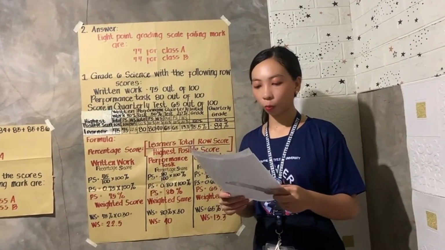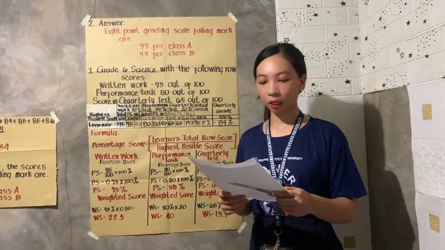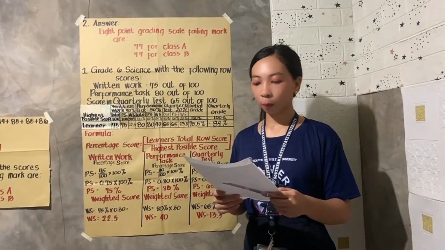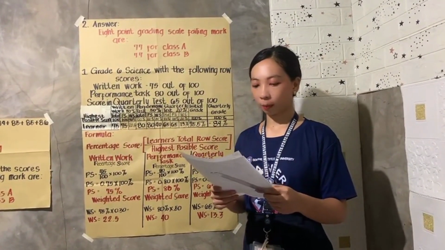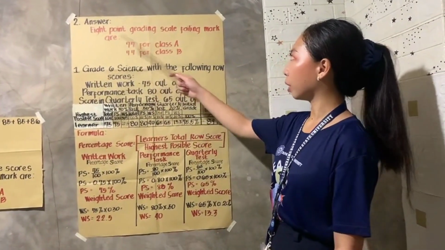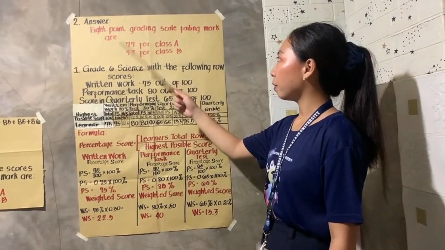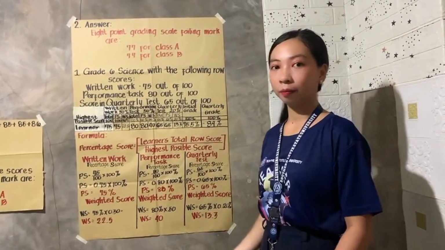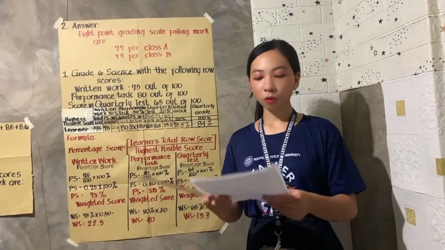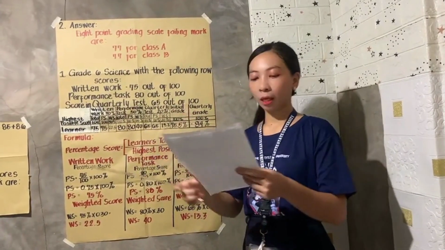Using a norm reference with an 8-point grading scale, determine the scores that would get a failing grade. How is it compared to the previous grading system? So my answer for that is, with the 8-point grading scale, the failing marks are 77 for class A and 77 for class B. So the previous grading system is less fair than this grading system. The 8-point grading is more appropriate than the previous grading system.